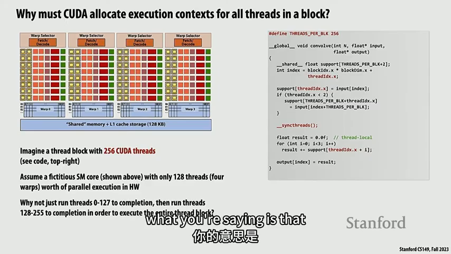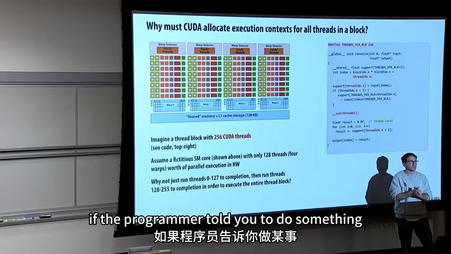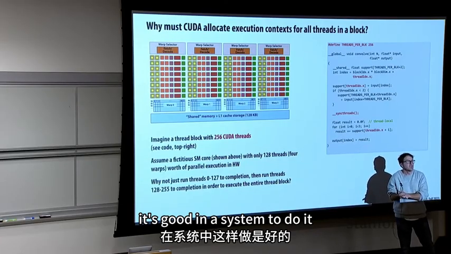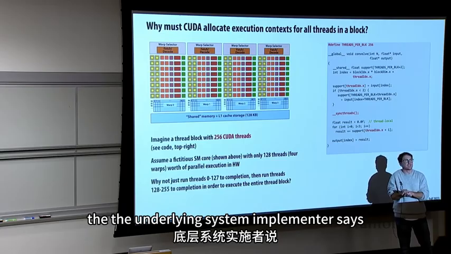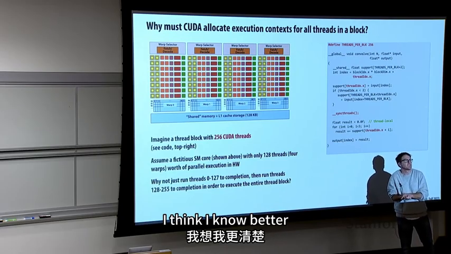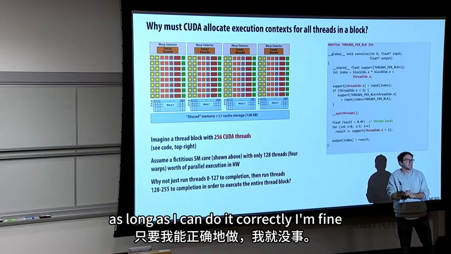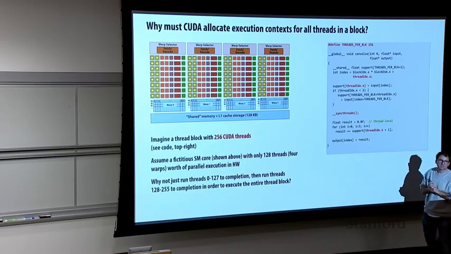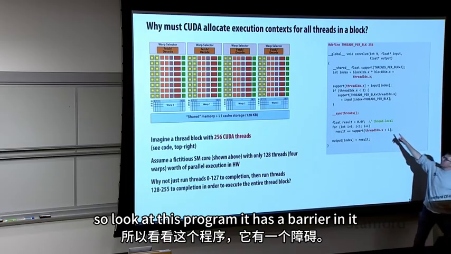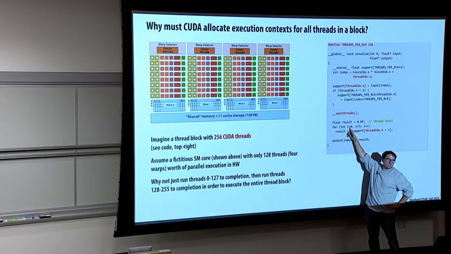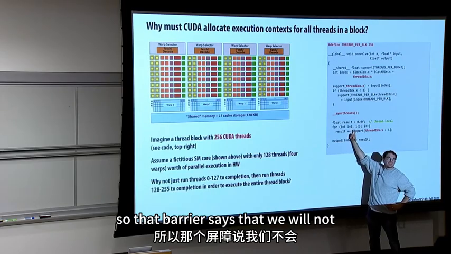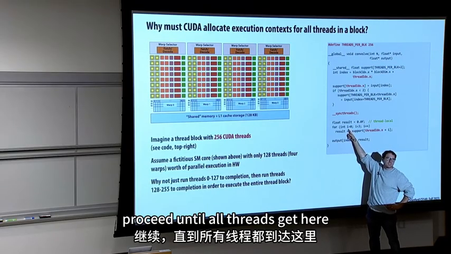That's true. I mean, what you're saying is that if the programmer told you to do something, it's good in a system to do it. But there are a lot of times when the underlying system implementer says, I think I know better. As long as I can do it correctly, I'm fine. Because of synchronization. So look at this program. It has a barrier in it. So that barrier says that we will not proceed until all threads get here.